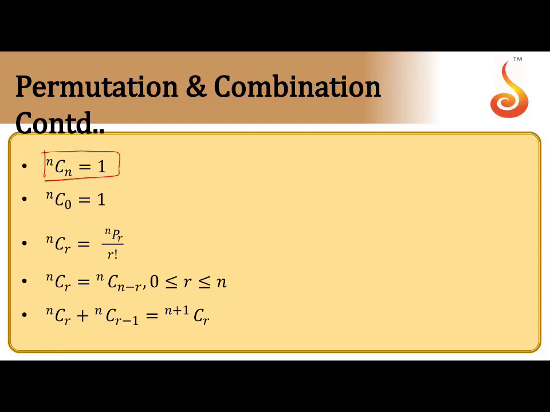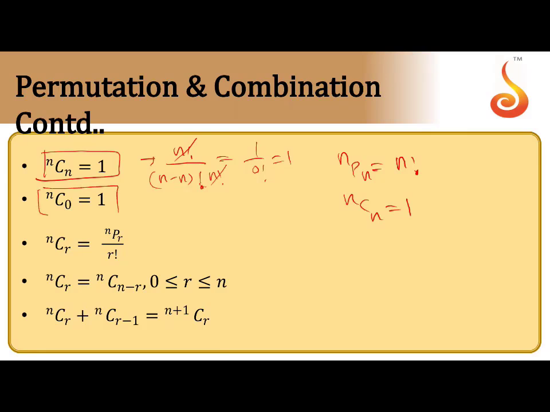The value of nCn is 1. There is nPn, don't confuse nPn and nCn. nPn is n factorial, and nCn is 1. How is this 1? If you apply the formula, n factorial by (n minus n) factorial into n factorial, the n factorial cancels. So n minus n is 0, and 1 by 0 factorial gives 1. That is nCn is 1. Same thing, nC0 is also 1. Any C0 is 1.